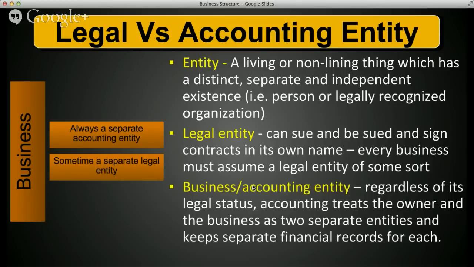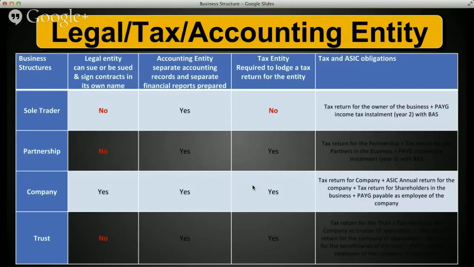So you can't hide behind your business when you've got a sole proprietor business. Regardless of the legal status, accounting treats the owner of the business as 2 separate entities. So just try to keep that in mind as we zip along here. The trouble with what you're about to get into with legal business structures is that every law looks at your business structure differently.